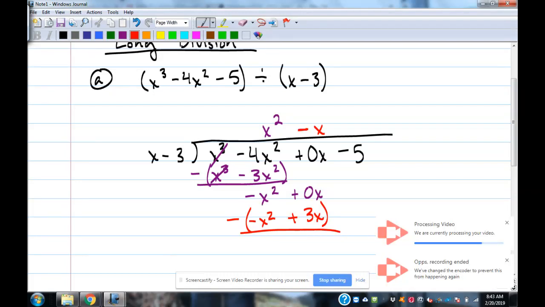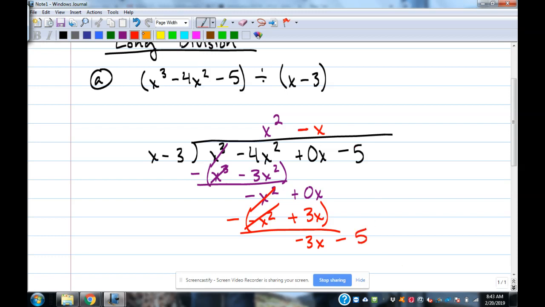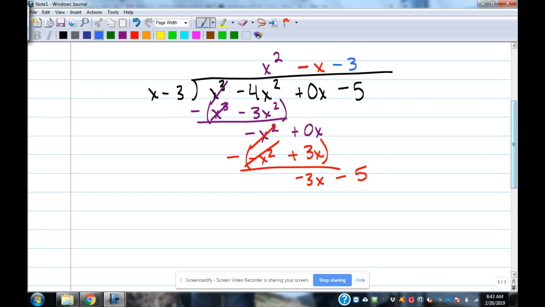So subtracting, your x squareds go away. 0 minus 3 would be negative 3x, and then minus 5 comes down. And then what times x would give me negative 3x? Negative 3. Wouldn't negative x times negative 3 be a constant? It is.